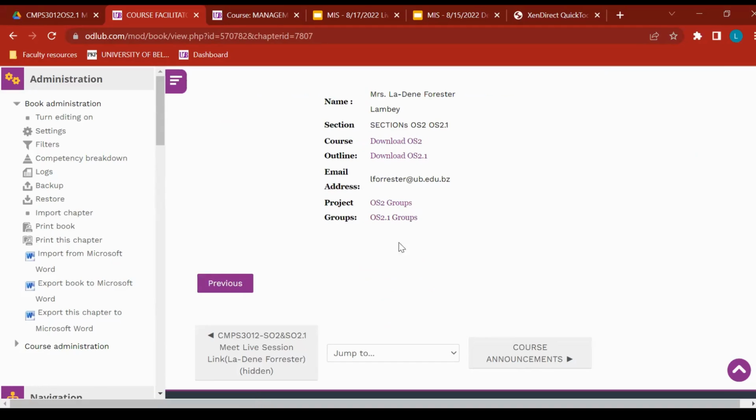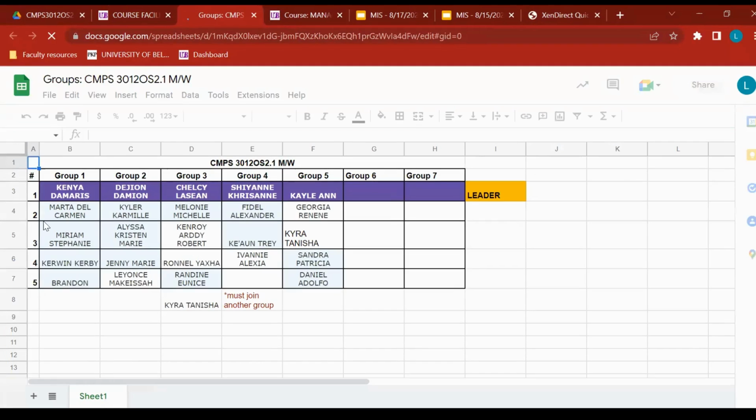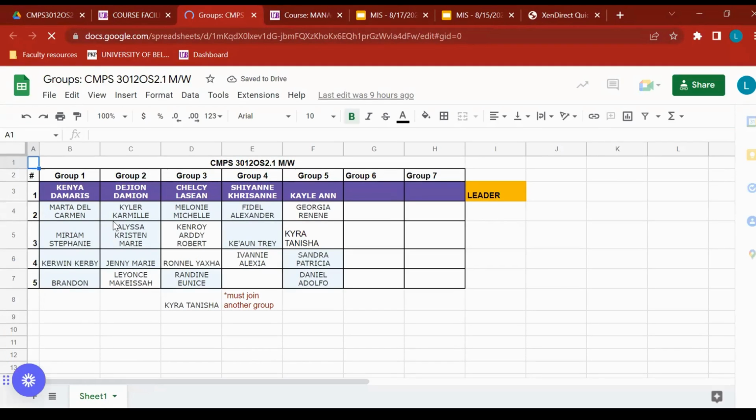Now the link for the groups, you would be able to find that right here. You are section OS 2.1. And when you click on that, it's going to open up the sheet that we started working on. Right? Yes. So at the end of the class, we're going to come back to this sheet and make sure everybody has been assigned to a group so that next week we have no delays and no lag.